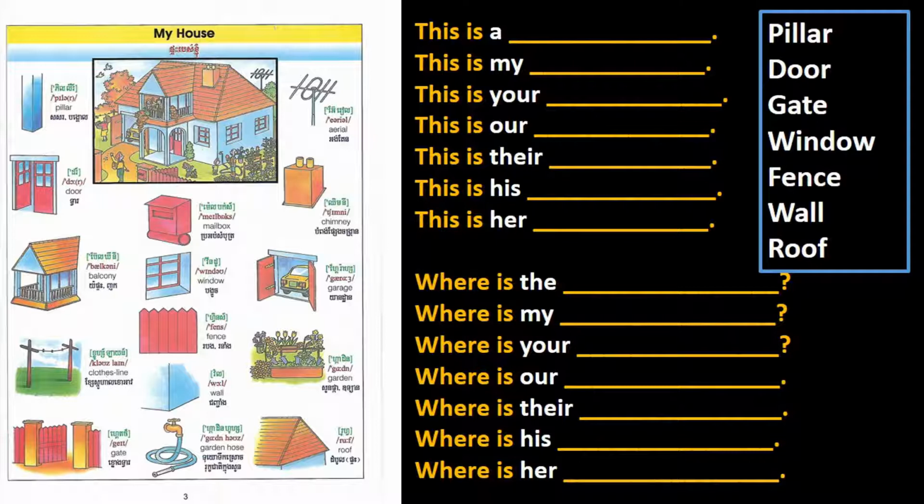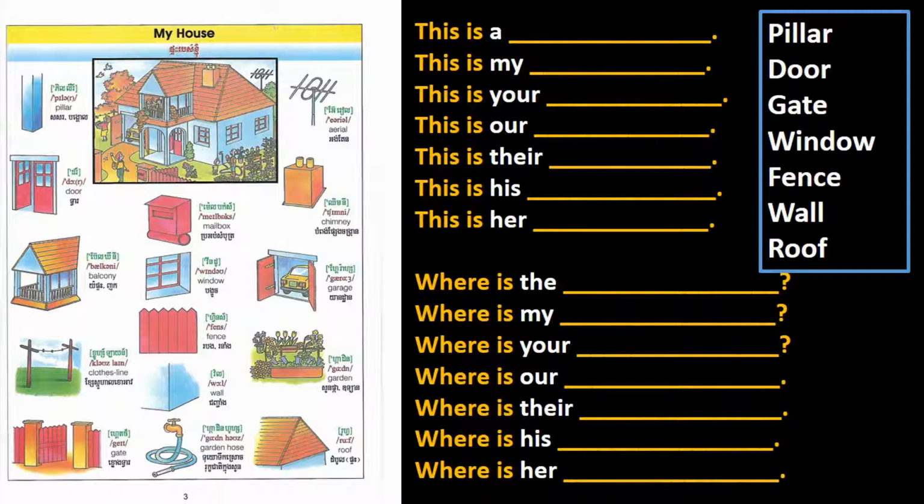Where is the door? Where is my phone? Where is your house? Where is our car? Where is their book? Where is his jacket? Where is her dress? Okay, so you can practice.